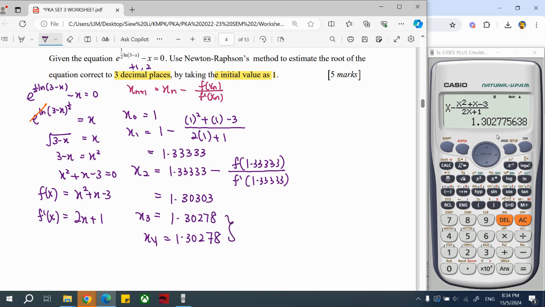So we have repeated value of x. Therefore, we can conclude what is your root, meaning what is your x here. Then only this answer we give correct to 3 decimal places. 1.303, 7 we round off, we become 0.3. So this is the 3 decimal places. That's all for this question.